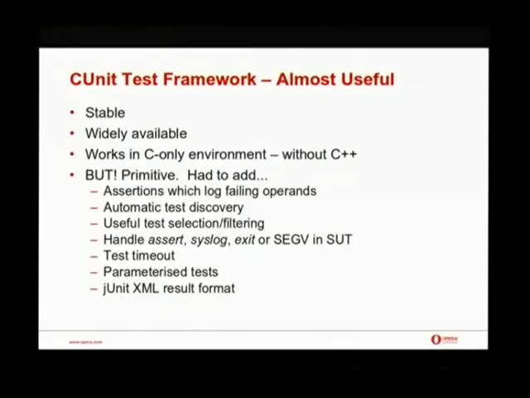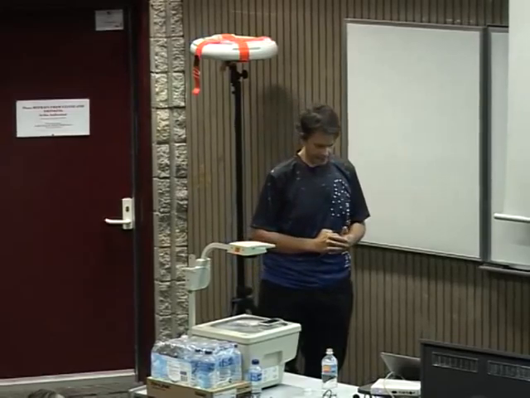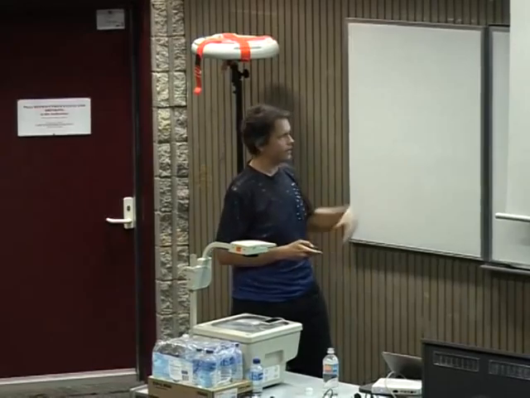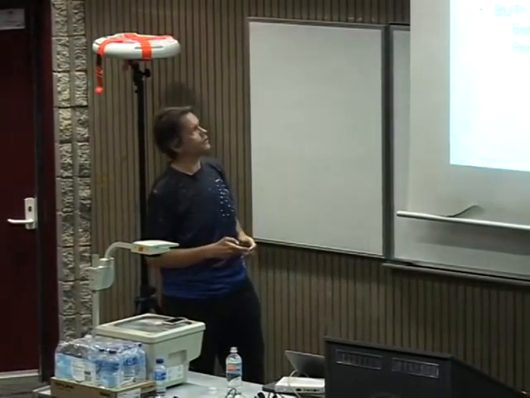Now, for our unit tests, we use the C unit test framework. And really, the only reason we use it is because it works in a C-only environment. Every other C-like unit test framework requires C++ at some point or another, and we just weren't brave enough to make this open source project require C++. So, yes, it's very stable. There's a whole bunch of things about it that didn't exist, which I had to add. That's all in the Cyrus Git repo. You can have a look. But yes, it's almost useful, I think.